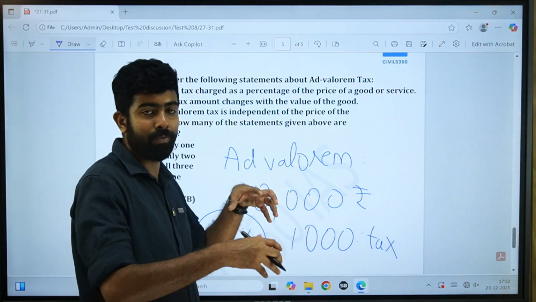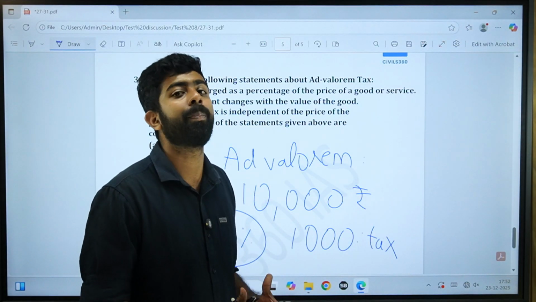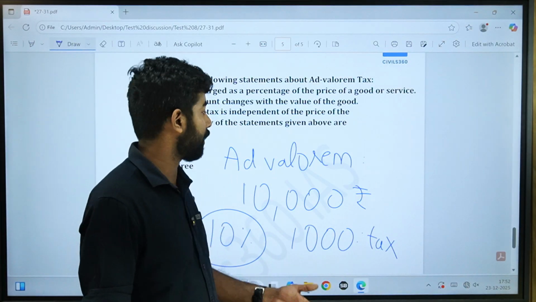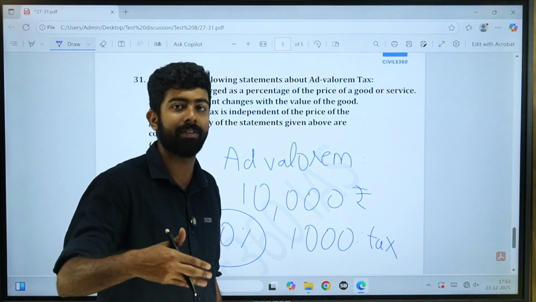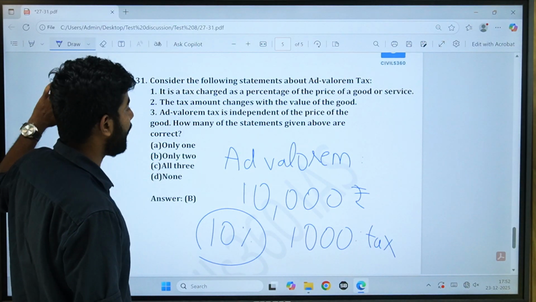So as the value of the good increases, the tax that you have to pay also increases. Such kinds of taxes are called ad valorem taxes. They are proportional to the value of the goods or services that you are consuming. Now that is ad valorem tax.